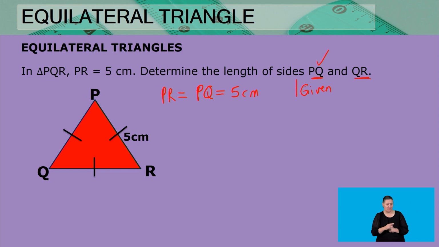What about the length of QR? Now, again, looking back at our diagram, we can see that QR is also equal to PR. So PR is equal to QR, and again, they are both equal to 5 centimeters each. And where do we find this information? We know this because it was given to us, shown in the diagram that the lines are equal. Let's move on to the next type of triangle.